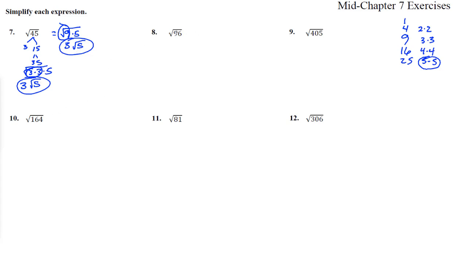All right, square root of 96. I can't see which one of these goes in right away, maybe 12 times 8. So I'm going to do prime factorization here. 12 times 8, that's 2 times 6, 2 times 3, 2 times 4, and 2 times 2. So the square root of 96 is 1, 2, 3, 4, 5 twos, and a 3, all multiplied by each other.